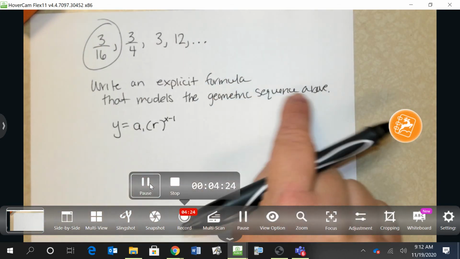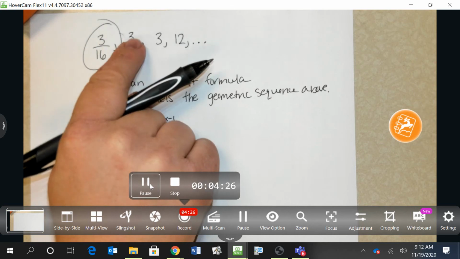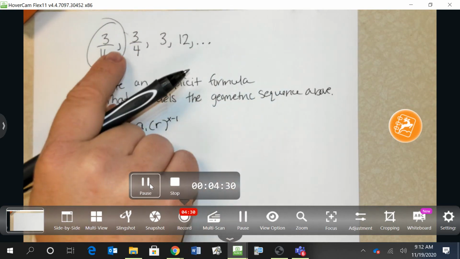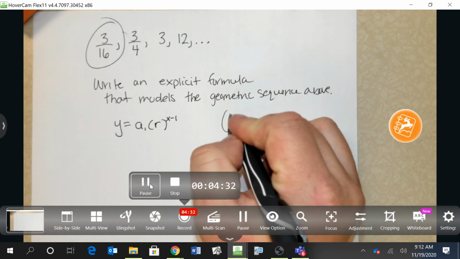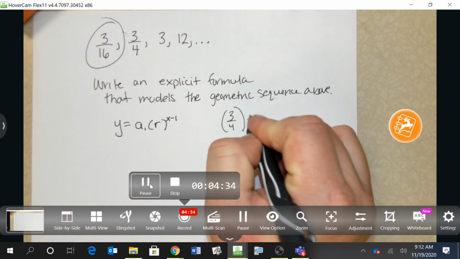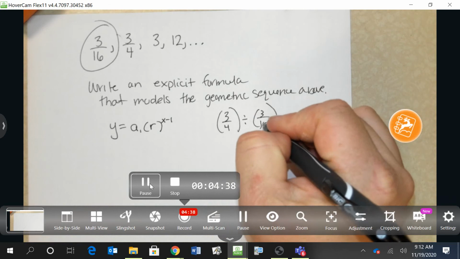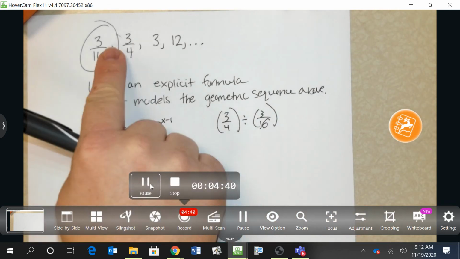So with geometric sequences, we can figure out how to go from one number to the next, which is going to be done by multiplying or dividing consistently, by taking the second number and dividing it by the first. You may think, does it matter? Like, can I take the first and divide it by the second? No, it's the second divided by the first.